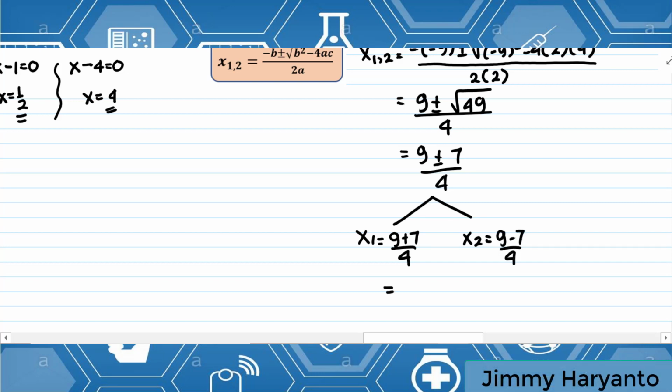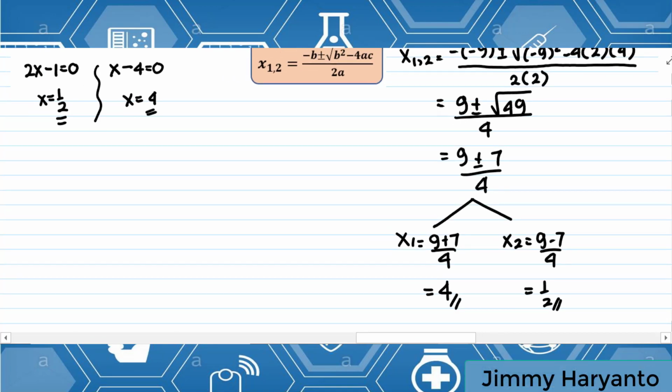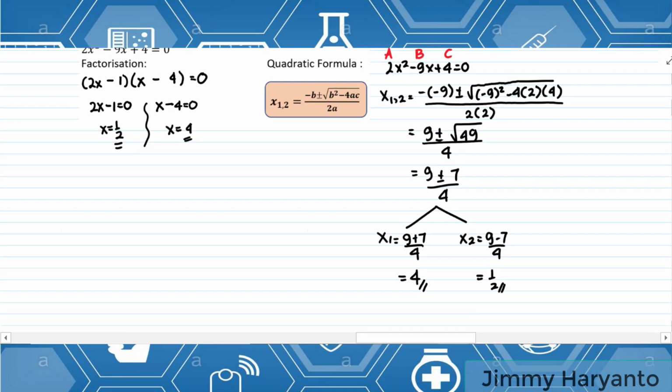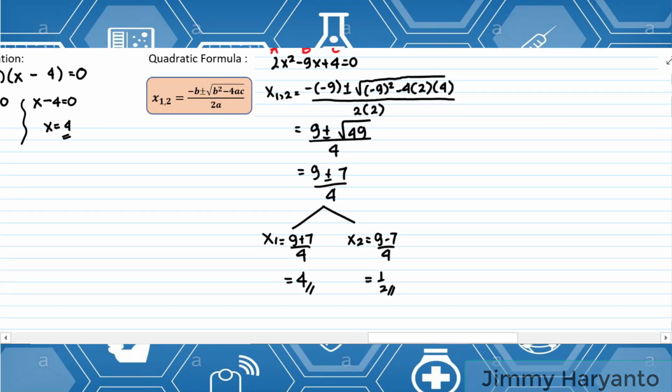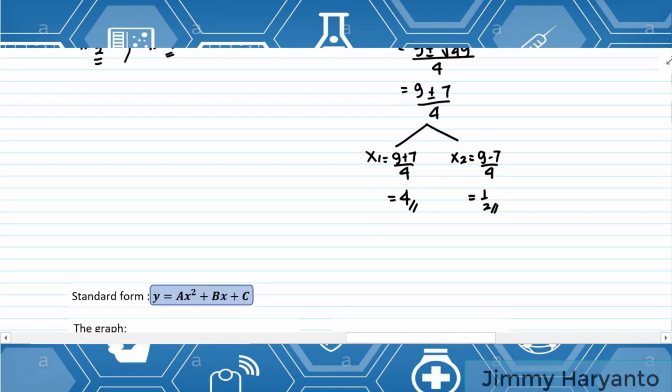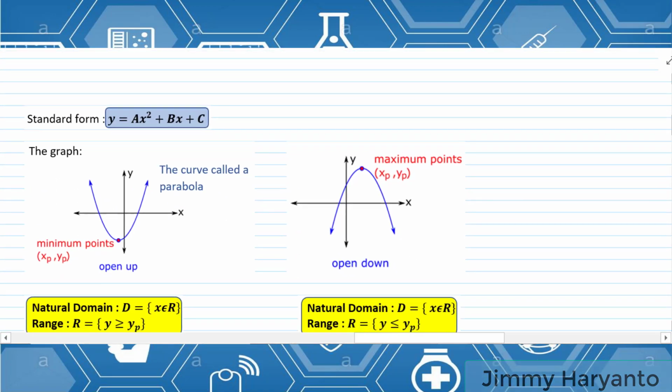This one will be 16 over 4 equals to 4. This one will be 2 over 4 equals to half. See, the result is the same. So you can choose either factorization or quadratic formula to find the roots of a quadratic equation. Okay, now we go to the topic.